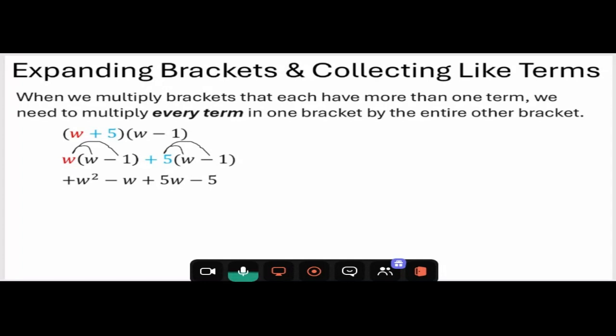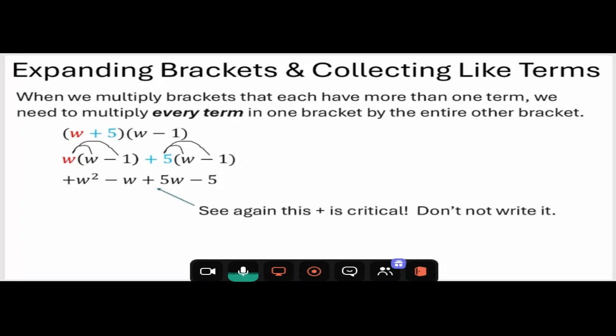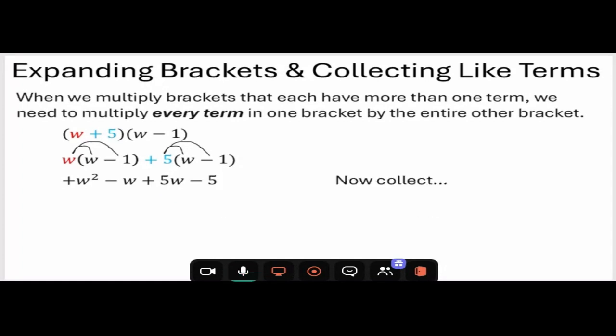Okay, now we're going to check and see if there's any like terms. Well, there is in this case, because look at this term here, the negative w and the positive 5w have the exact same set of variables and powers. I'm going to remind myself that when I see a negative w, without bothering to write a number in front, there is in fact a number in front. It is a 1, right?